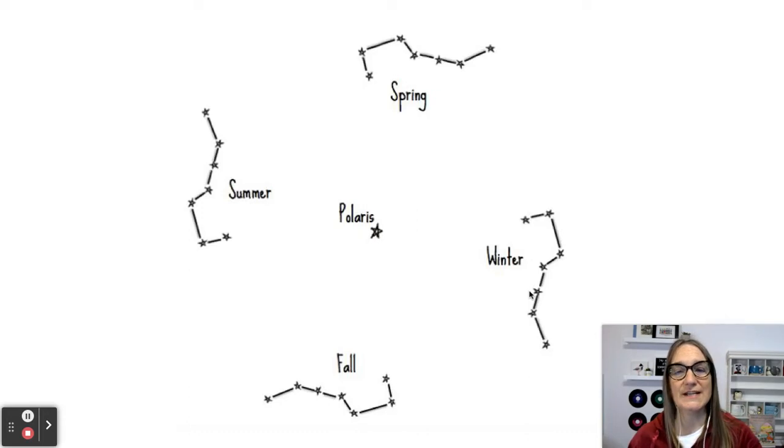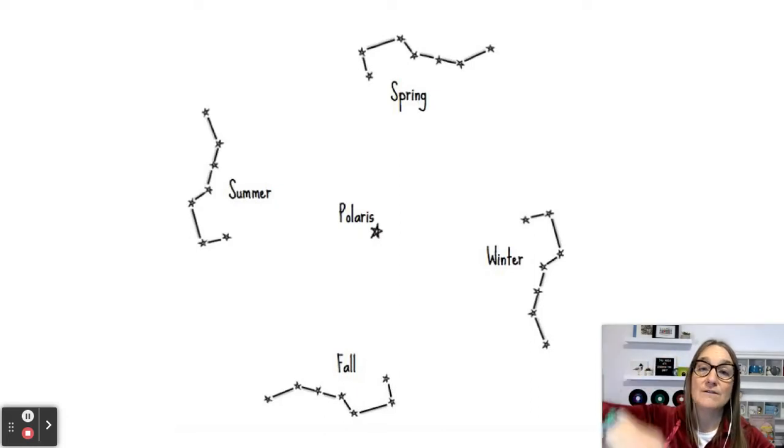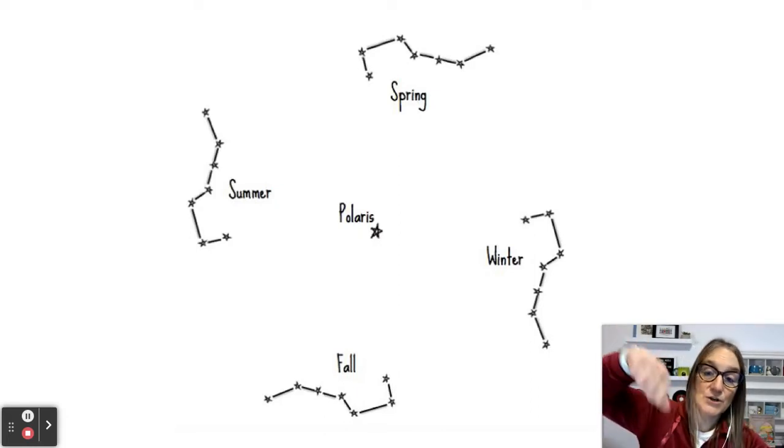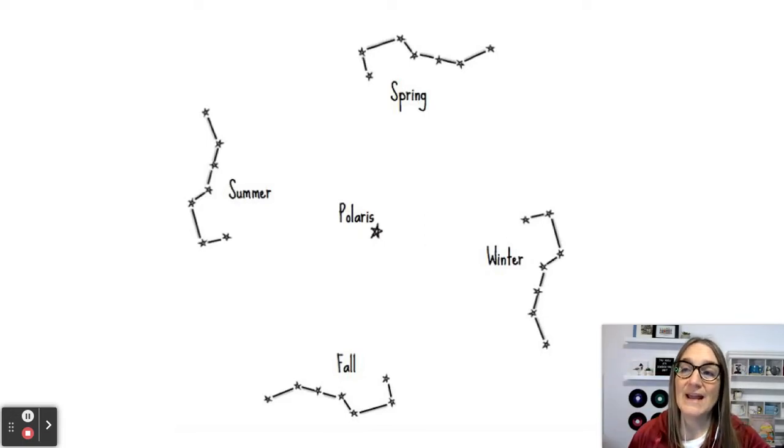So in winter, it looks like it's standing on the tip of its handle. In fall, it looks like a nice spoon that you're ready to drink your soup out of. In summer, it kind of looks like you're serving that soup. And in spring, it's upside down, spilling the soup everywhere. But what I want you to really notice is how the bowl of the Big Dipper, the bowl part, remember, the scoopy part, is always pointed towards Polaris.